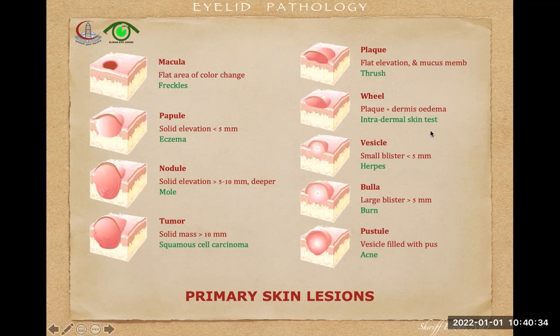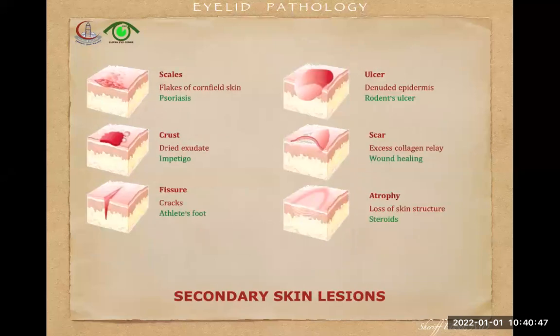If it's surrounded with dermal edema, it's a wheal. If it's filled with fluid, it's a vesicle if less than 5 millimeters, and a bulla if bigger than 5 millimeters, and it is a pustule when filled with pus.